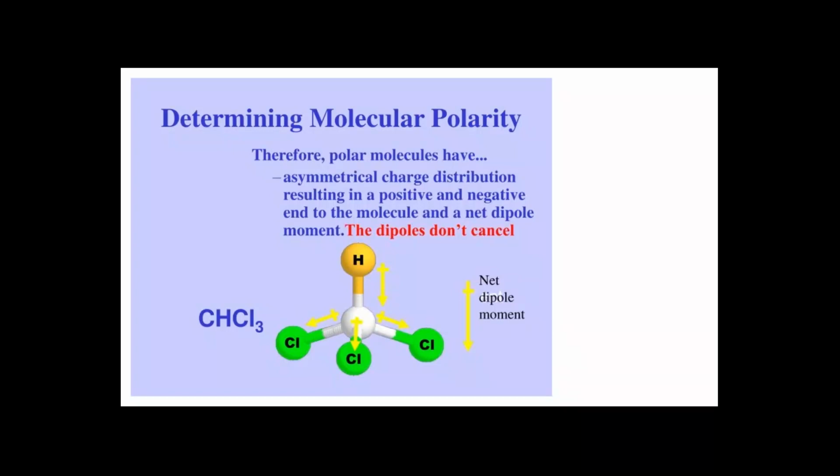And determining molecular polarity. A polar molecule has asymmetrical charge distribution resulting in a positive and negative end to the molecule and a net dipole moment. So in this case, you have 3 chlorines and a hydrogen. These are tugging in different directions. But for the hydrogen, this is what the electronegativity is pushing towards the carbon atom. And therefore, there's a net dipole moment.